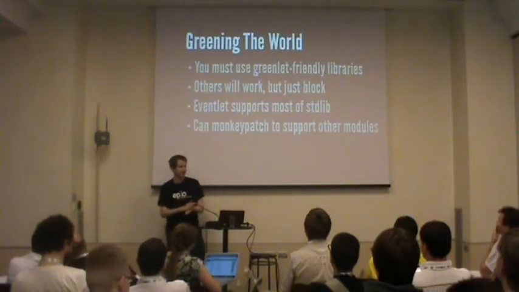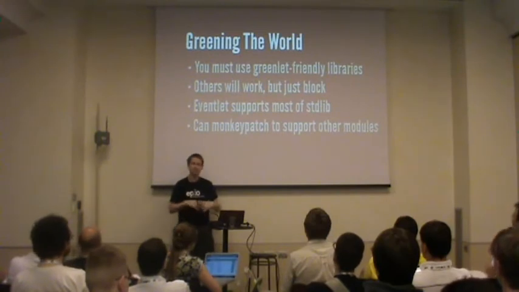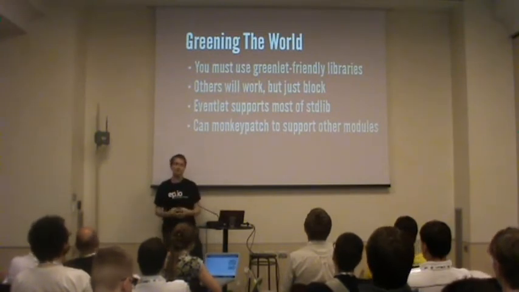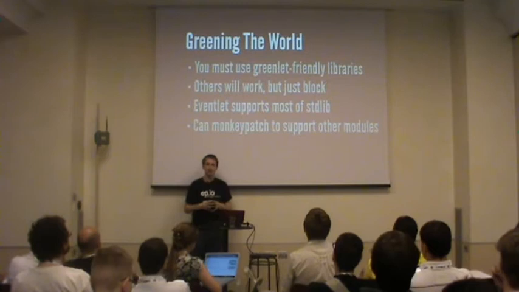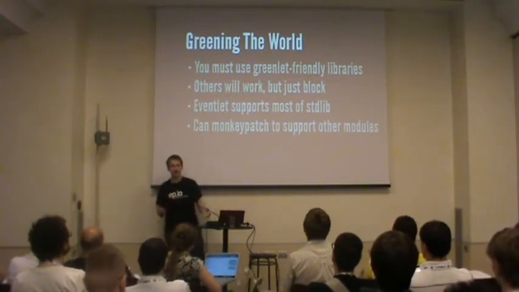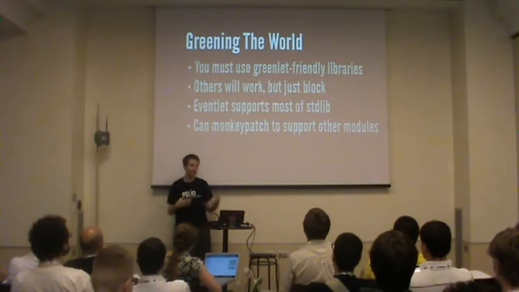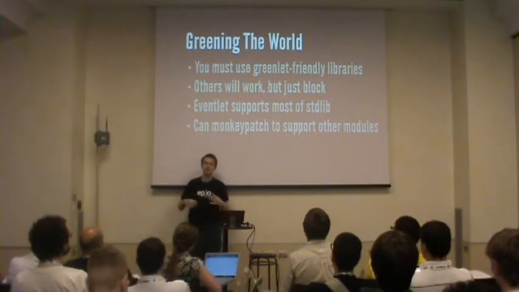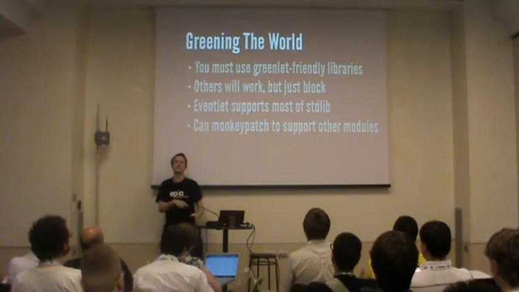Green threads in particular can be interesting. You've got to use green-thread-friendly libraries with Eventlet. Other libraries will work fine, but they'll block the entire process, because any blocking call in a green thread blocks everything. Green threads aren't parallel processing, they're just very, very fast switching. That's what a coroutine is.